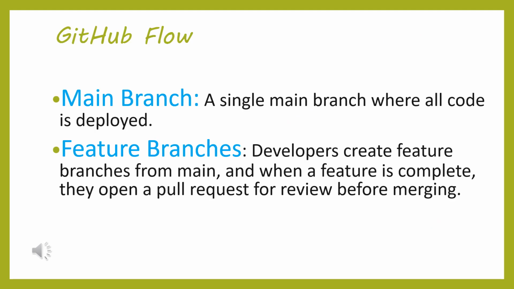GitHub flow. We all know GitHub is one of the repository hosting services, which is maintaining many repositories. The concept here is a single main branch where all code is deployed, and feature branches. Developers can create feature branches from main, and when a feature is complete, they open a pull request for review before merging, and this again merges to the main branch. So we will have a single main branch here.